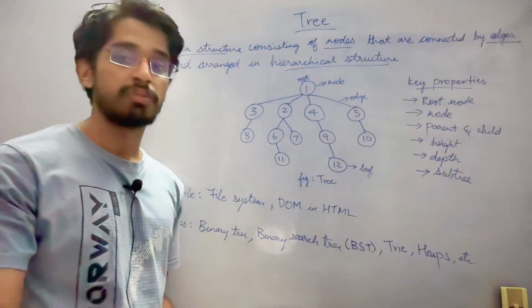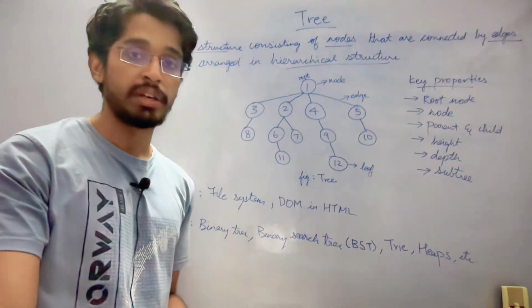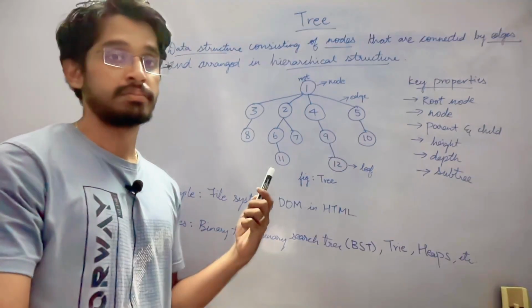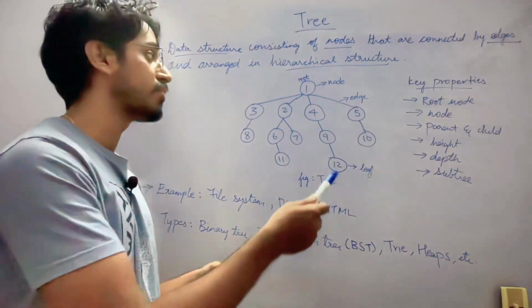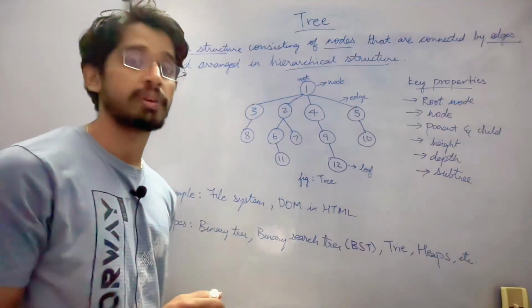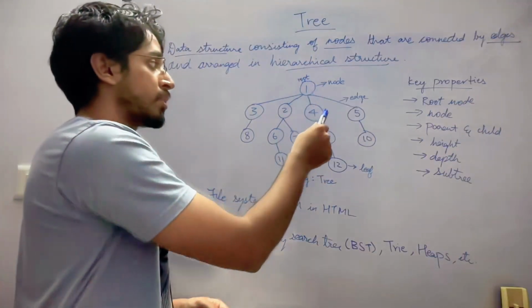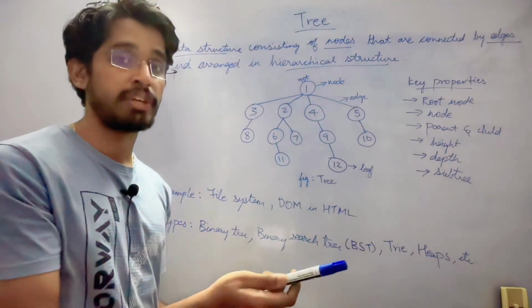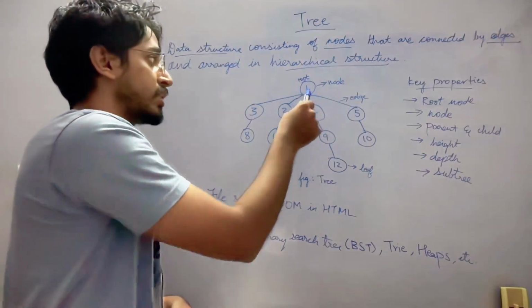So what is the depth of the tree? For the depth, we need to specify a node. Let's say I want to find the depth of node number 9. So what is the depth? 1, 4, 9. We need to count the number of edges. There are 2 edges, so the depth is 2.